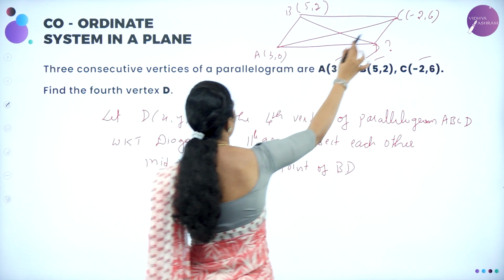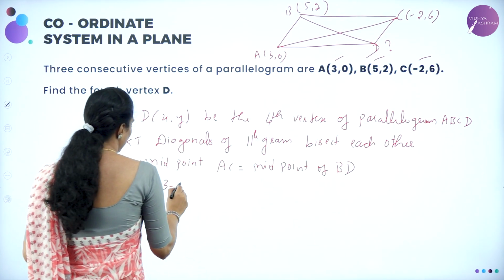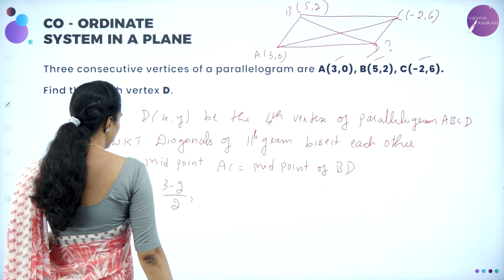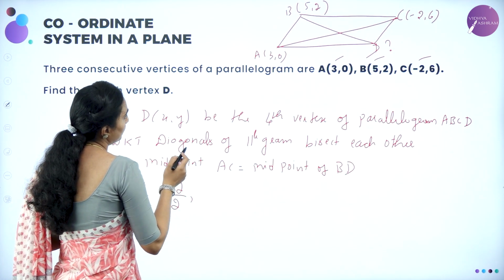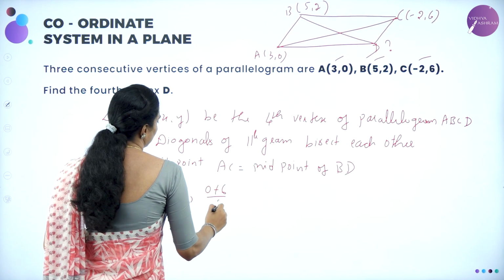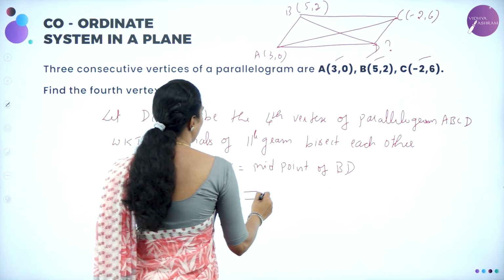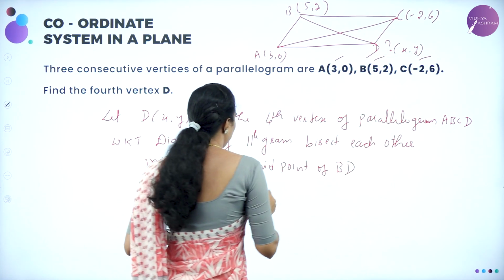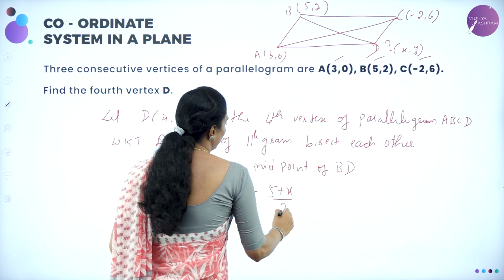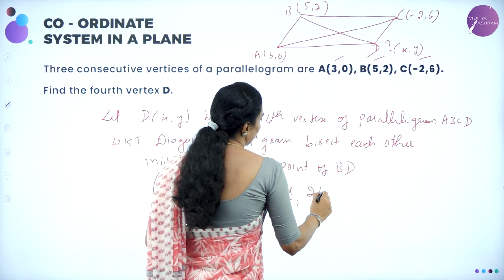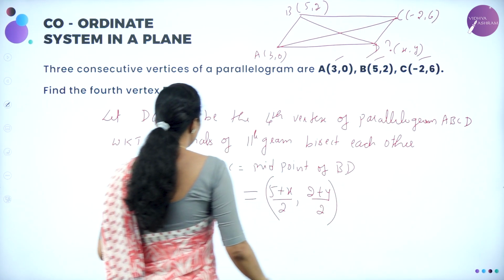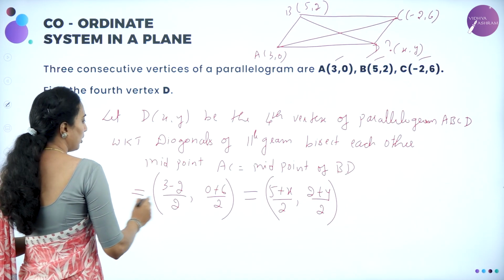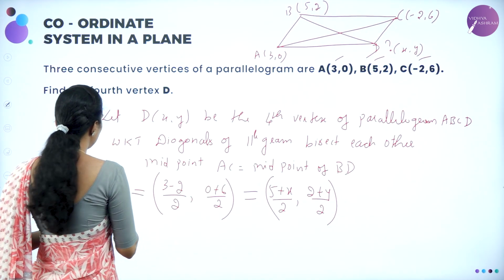So what is the midpoint of AC? It is 3 minus 2 by 2, comma, 0 plus 6 by 2. That is equal to the midpoint of BD, where I have defined this vertex as x comma y. So what happens? 5 plus x divided by 2, comma, 2 plus y divided by 2. For the AC side, 3 minus 2 is 1 by 2, comma, 0 plus 6 is 6, 6 by 2 is 3.